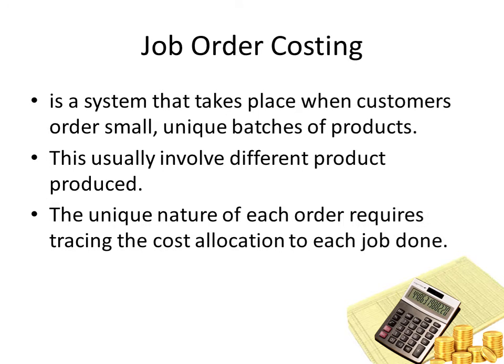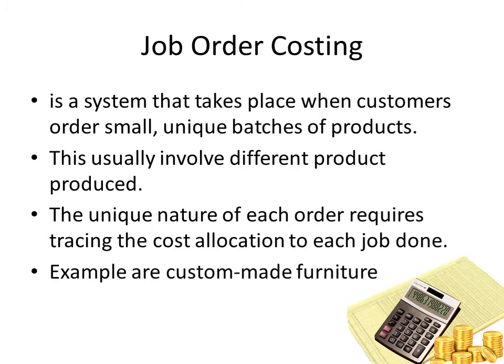The unique nature of each order requires tracing of cost allocation to each job. So that's why this is called job order, because we exactly know what the expenditures are for each job order. This is different from our process costing, because process costing involves similar products that can be done in batches, like shampoo. Job order costing is more on specific goods. So examples of these are custom-made furniture.